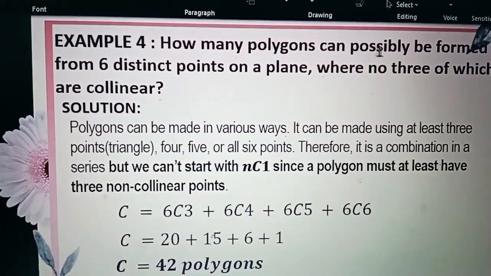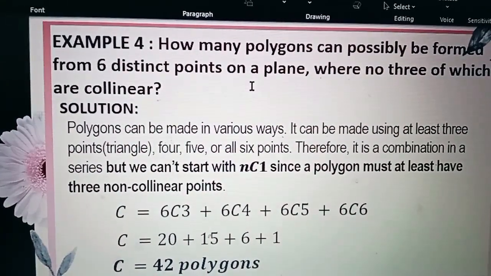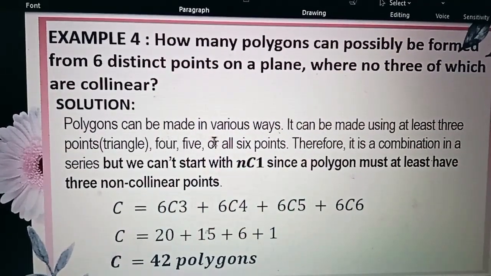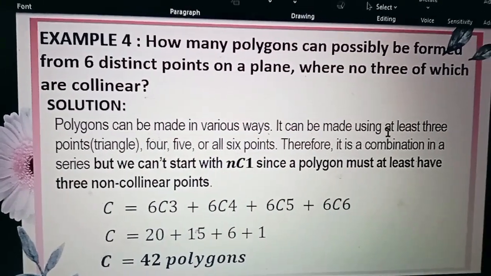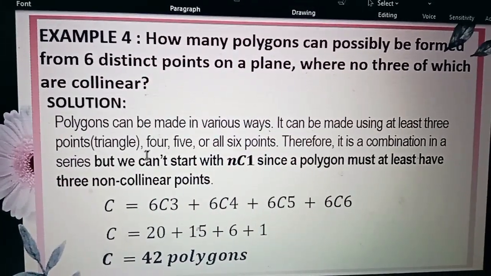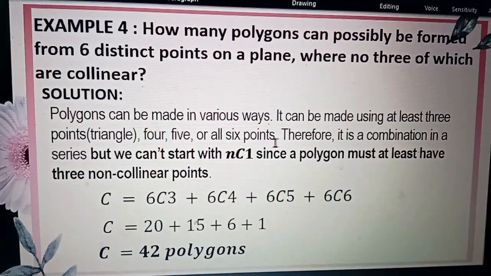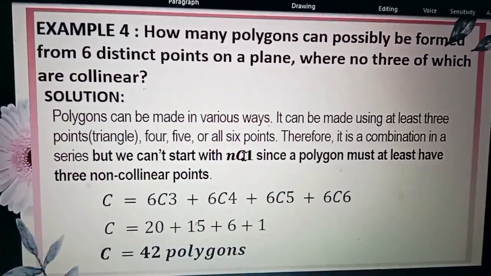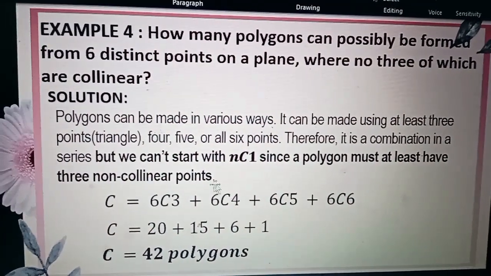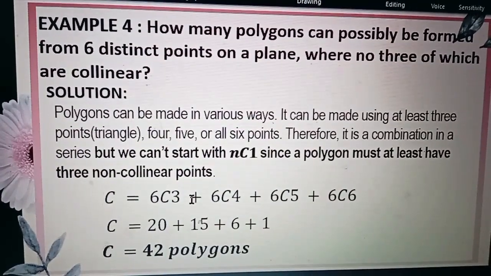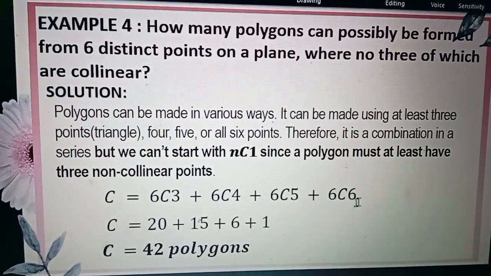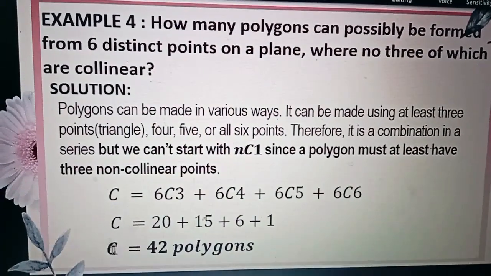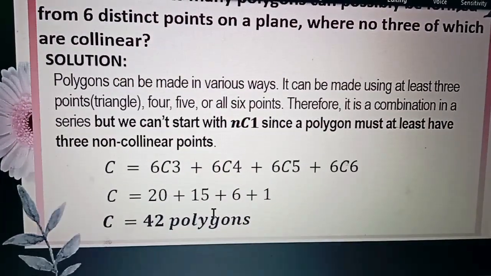How many polygons can possibly be formed from 6 distinct points on a plane, when no three of which are collinear? Polygons can be made in various ways. It can be made using at least 3 points, a triangle, 4, 5, or all 6 points. So we can start with 6C3 since the polygon must have at least 3 non-collinear points. So C is equal to 6C3 plus 6C4 plus 6C5 plus 6C6. C is equal to 20 plus 15 plus 6 plus 1. C is equal to 42 polygons.